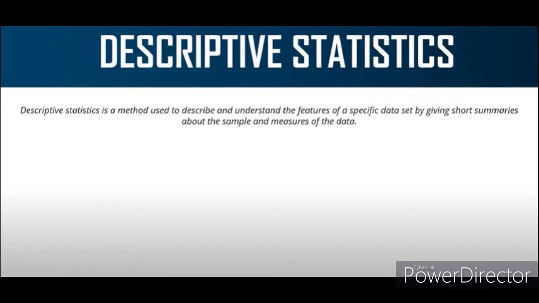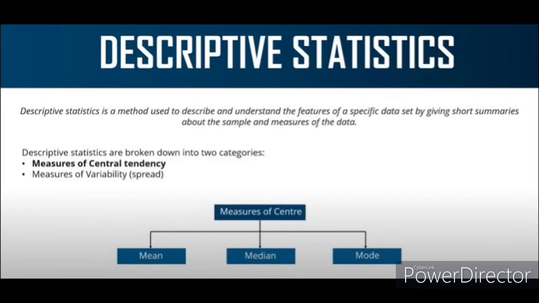Alright, so let's discuss more about descriptive statistics. Like I mentioned earlier, descriptive statistics is a method used to describe and understand the features of a specific data set by giving a summary of the data. In this case, we have measures of central tendency, and this is also known as measures of spread. So the measures of center include mean, median and mode, statistical measures that represent the summary of a data set. The measures of spread include range, interquartile range, variance and standard deviation. Alright.